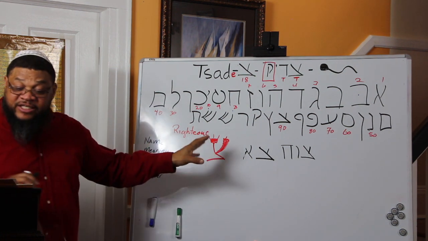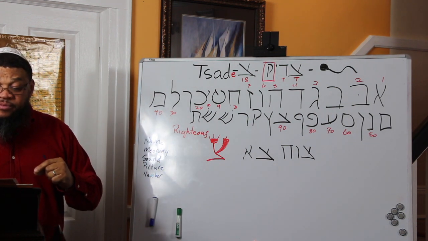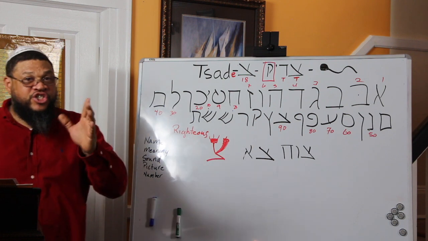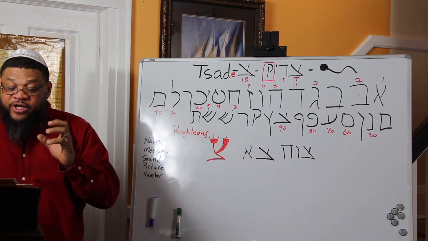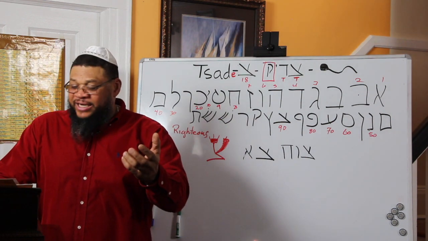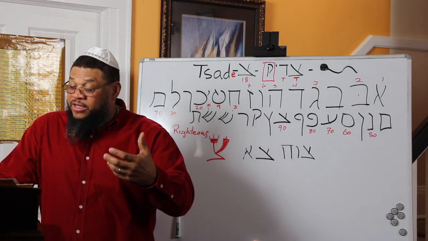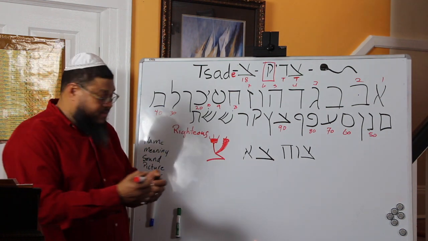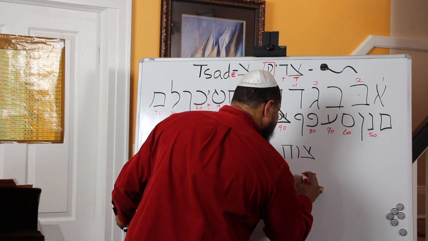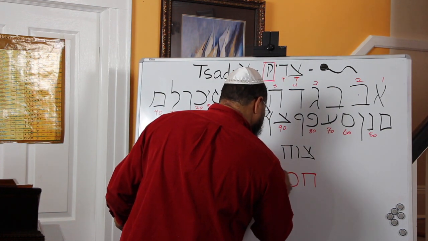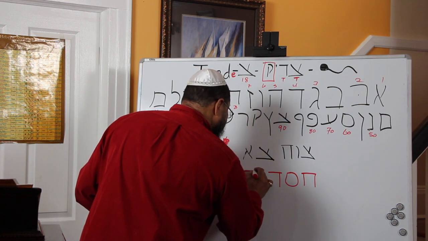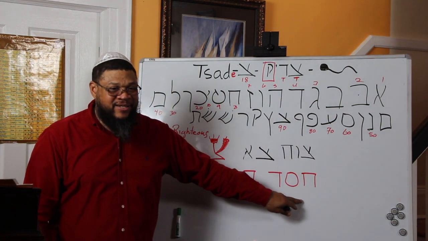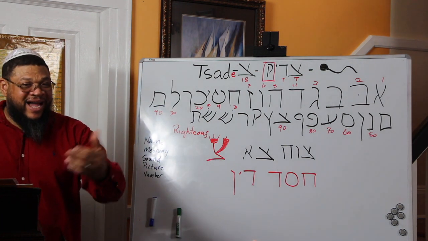So we've seen how this letter, it's little, but it carries a lot of weight. To be a righteous man, you must be just, humble, and kind. Just, humble, and kind. And the two Hebrew words, what is the word for kindness and humility and good, kindness? What is the Hebrew word for kindness and goodness? What is this? Hesed. What is Hesed? Hesed is kindness, goodness, right?